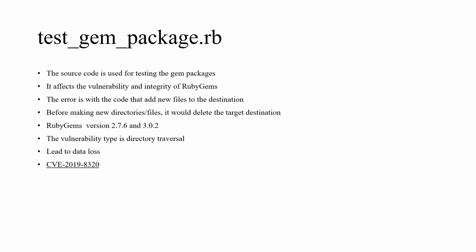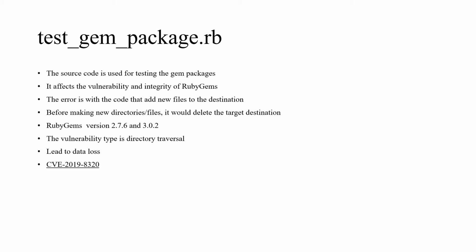The file that we chose for this code inspection is test.gem package, which is found in the test directory of Rubygems. This source code is used for testing the gem packages. The vulnerability from the source code affects the integrity of Rubygems. The error in this code was when users added new files to the destination, it would delete the target destination before making new directories or files.